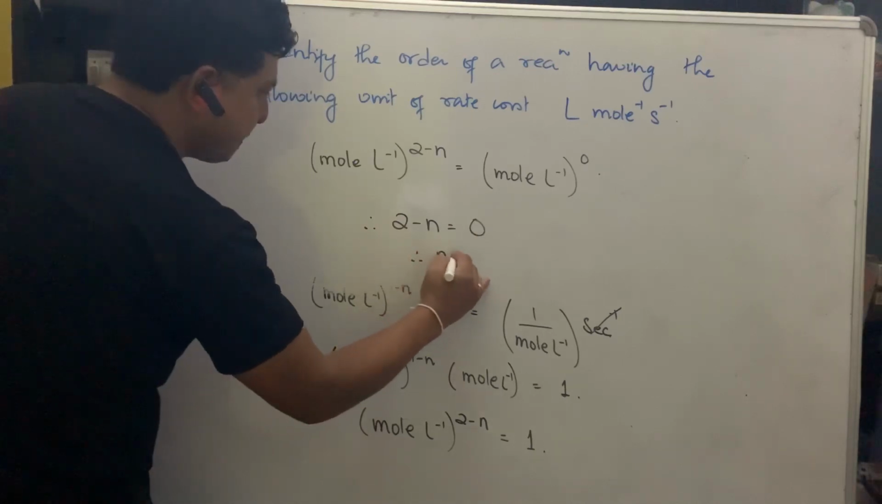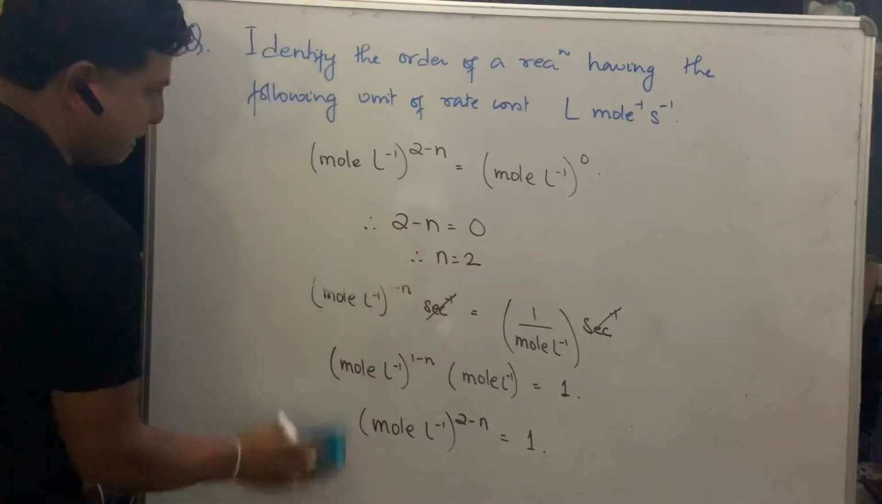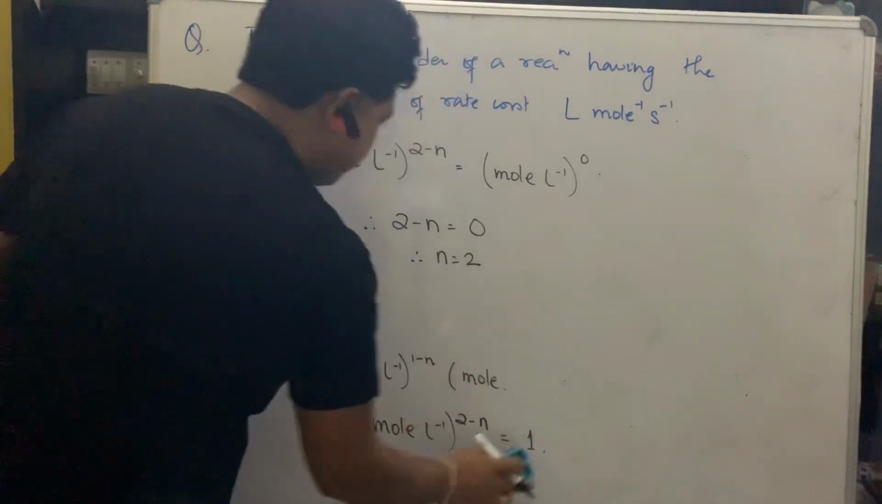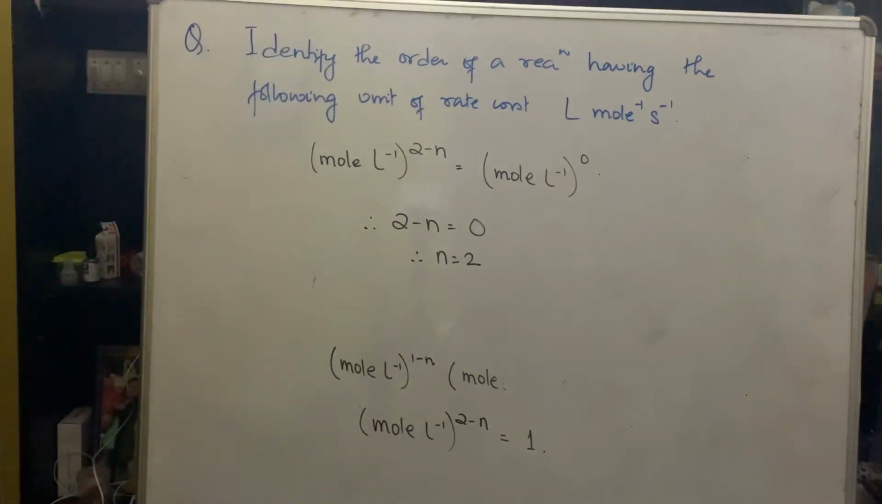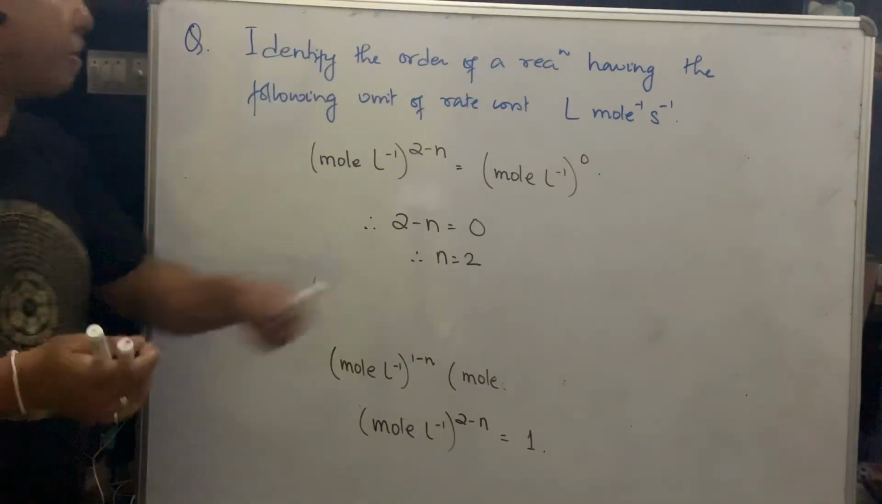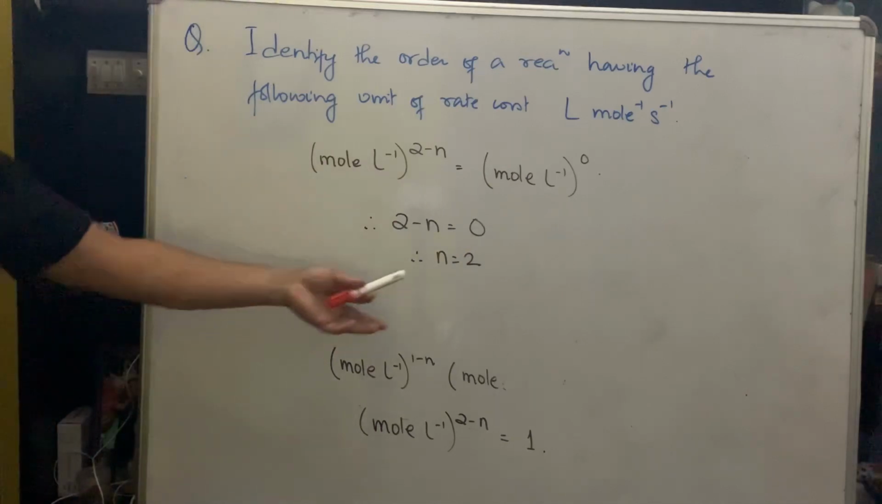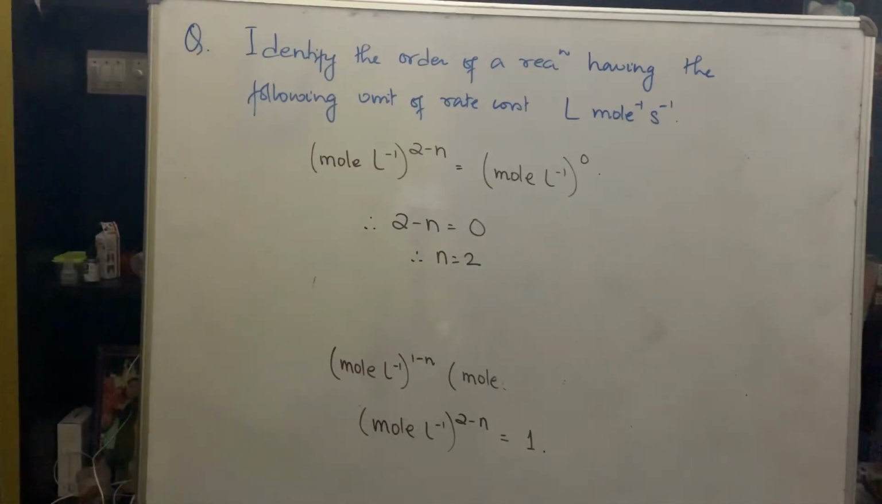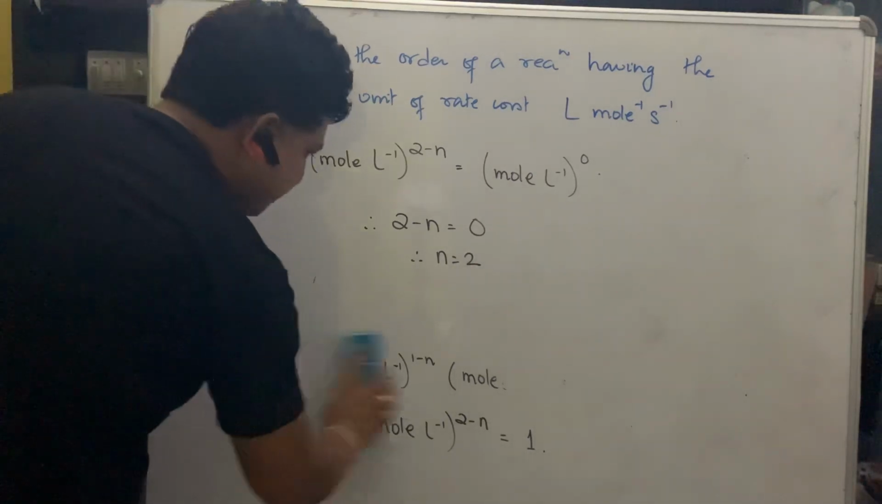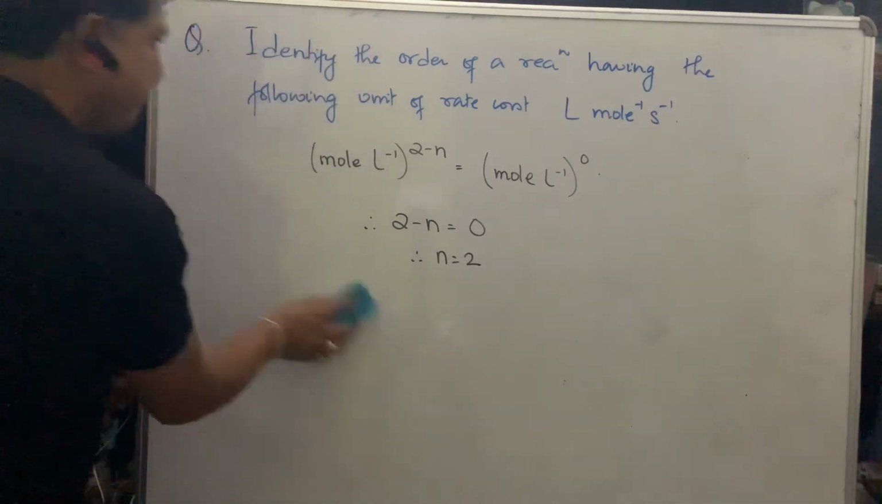Therefore, what is the value of n? The value of n will be 2. So using this technique, if the value of rate constant is given, we can find out the order of a reaction. If the unit of rate constant is given, then we can find out the order of the reaction. So go through these problems, practice these problems over and over again.